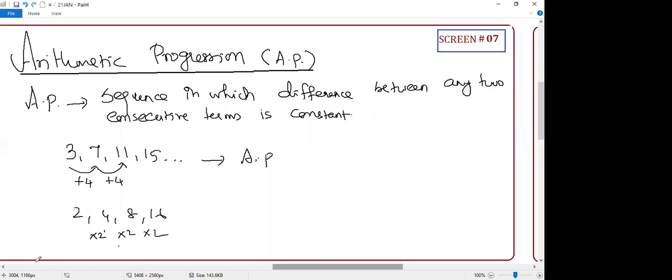Similarly, for GP also, instead of multiplication, you can say the ratio between any two consecutive terms. Ratio means division. 4 by 2 is 2. 8 by 4 is 2. 16 by 8 is 2. Guys, same meaning, different definition. Clear or not? Yes, sir. So don't worry about ratio or multiplication.